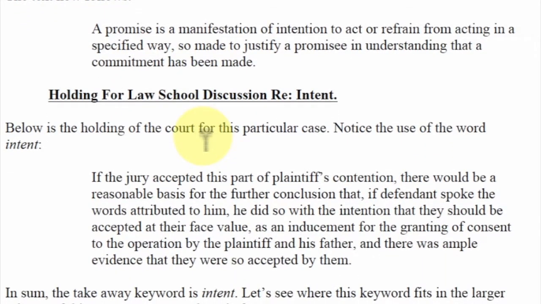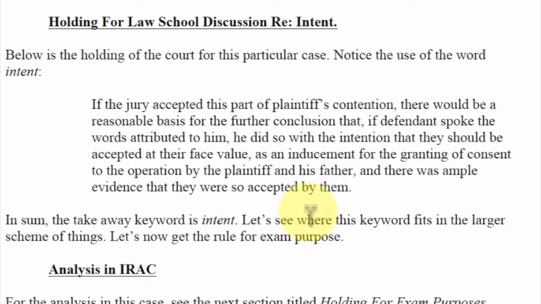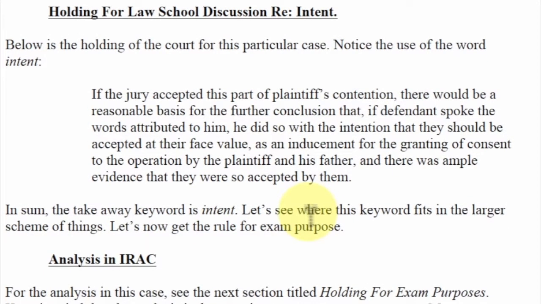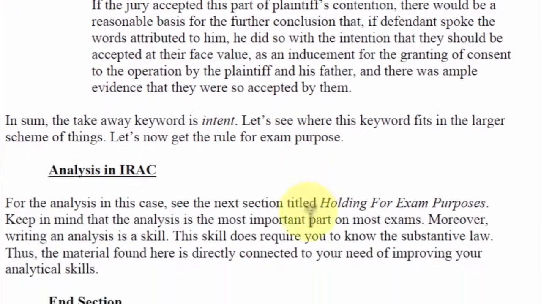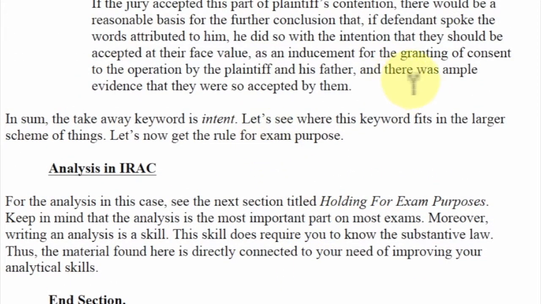Let's go to the holding for law school discussion, and again focus on the word intent. This particular statement is going to be a little lengthy, because in your law school discussions they might discuss this. It's just something you want to keep in mind. But here we're talking about the exam, so we're not going to get into this. If you look closely, you do see the word intention there. Everybody see that? You see how everything is just kind of handed to you? There's no hide the ball here.